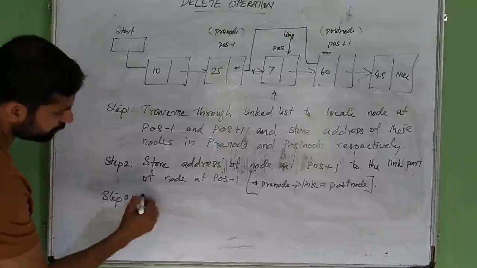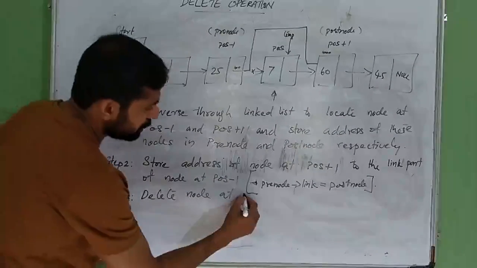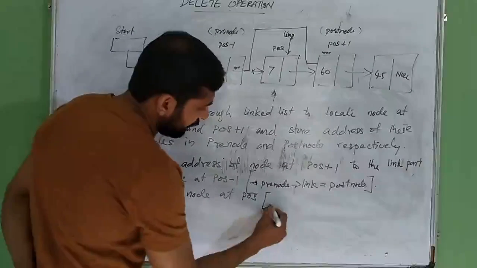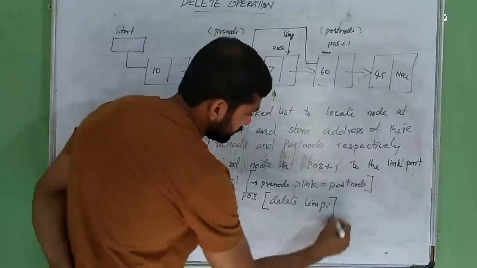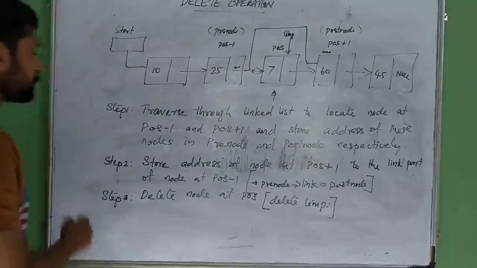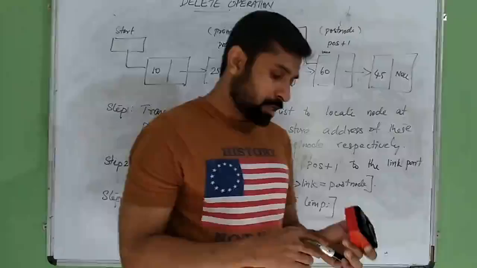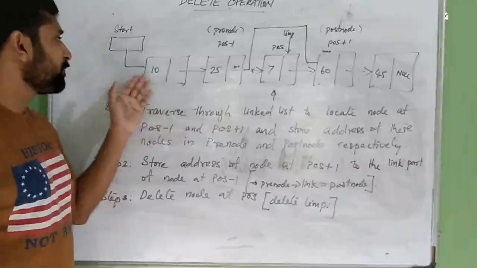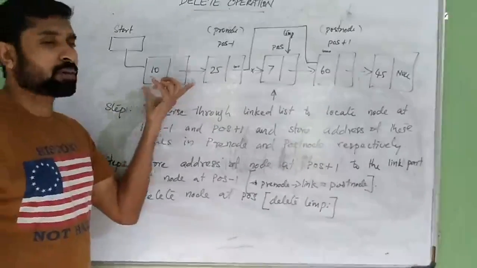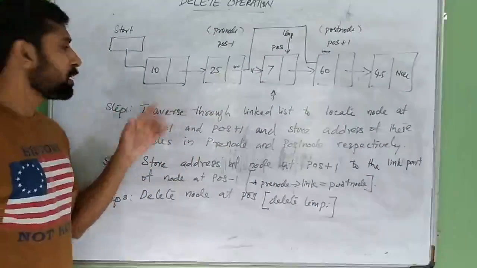Step 3, delete node at POS. We can write delete temp or something like this. So these are the steps for the delete operation, deletion of a node from a linked list. So we have to rearrange the steps if it is the first node or if it is the last node to be deleted, and the logic can be changed accordingly. So these are all about linked list.